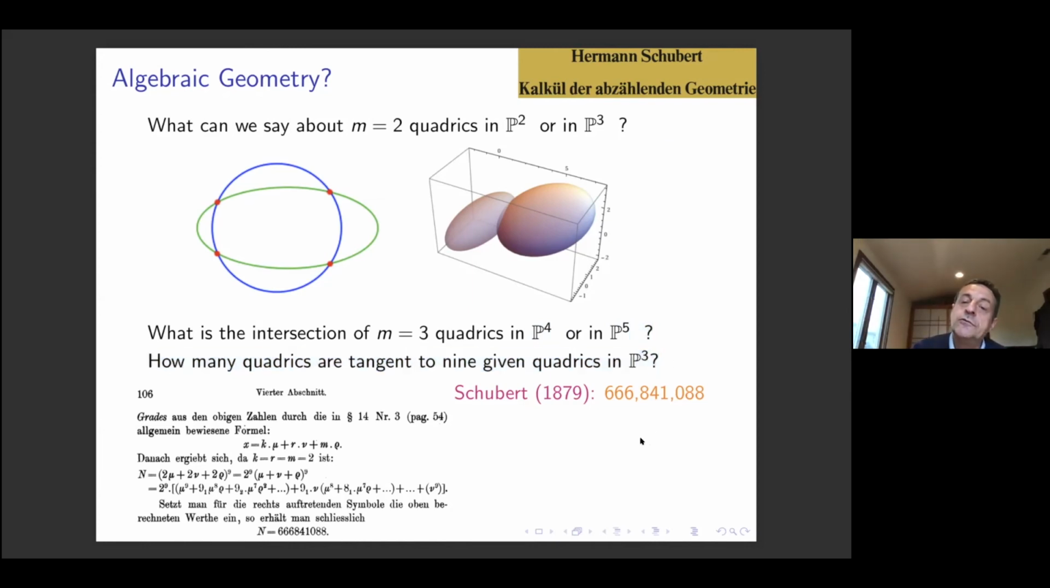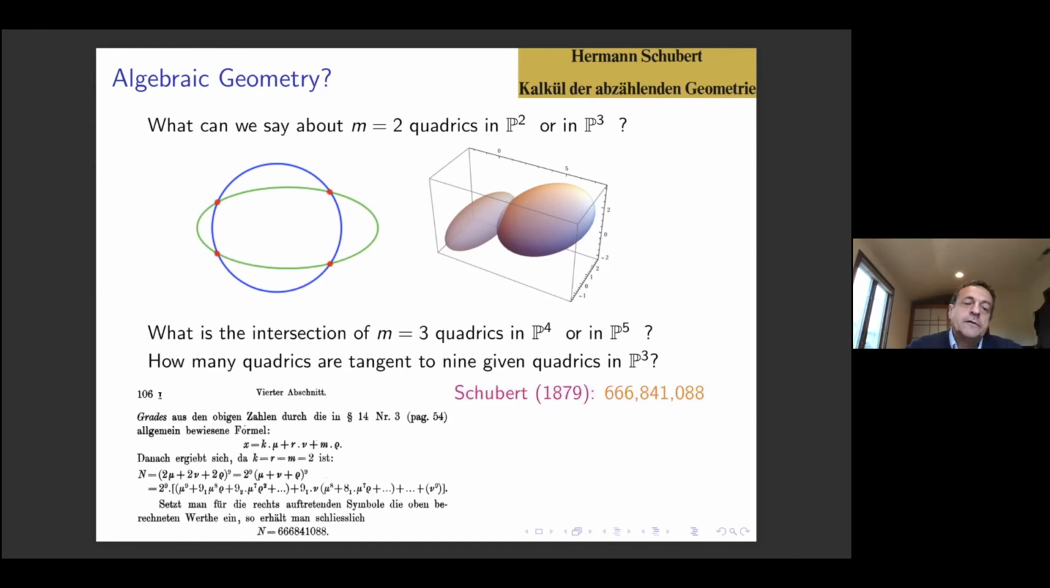So if you do the analog in three space, already Schubert knew the answer. The number of quadratic surfaces tangent to 9 given quadratic surfaces in three space is 666,841,088. Now that's a polynomial system with lots of solutions, 600 million solutions, but it is not too bad. The future is numerical. The future of the interface of numerics, data science, and algebraic geometry will enable us to reliably find all these solutions.